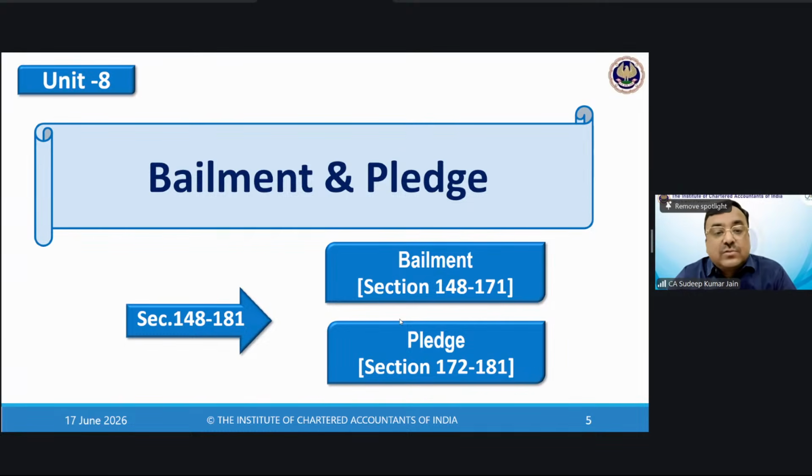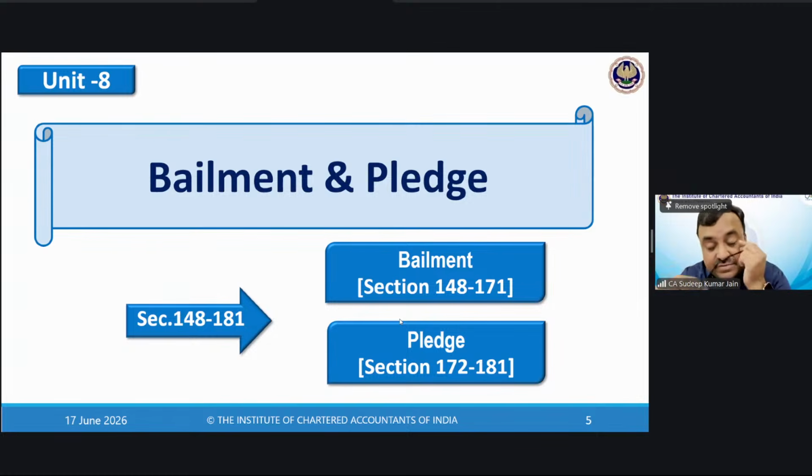Okay, so first we should go for the bailment. If the bailment concept is clear, pledge is nothing. So first we should understand the bailment. Please pay attention to my words. Bailment means to give something, to deliver something to someone.